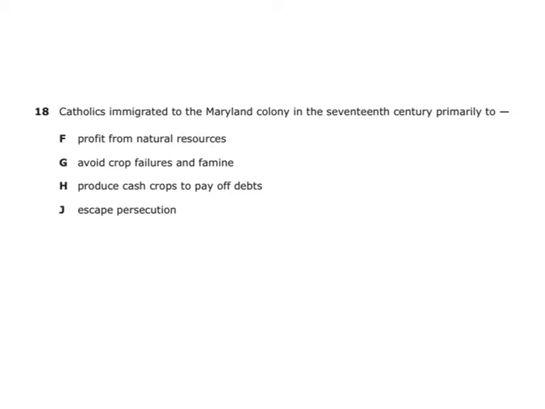Catholics immigrated to Maryland colony in the 17th century, primarily to escape persecution. Remember I told you before that Maryland was a little bit more tolerant. They allowed Catholics and Protestants, and Catholics who were being persecuted by the Protestant church had an area of refuge there in Maryland.